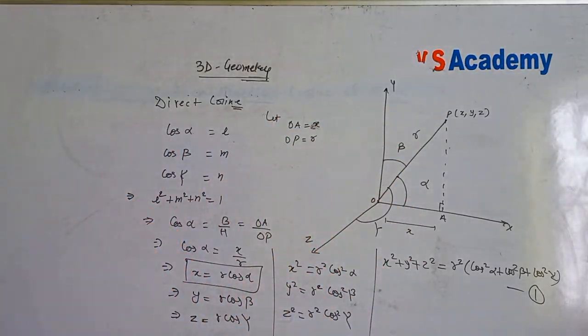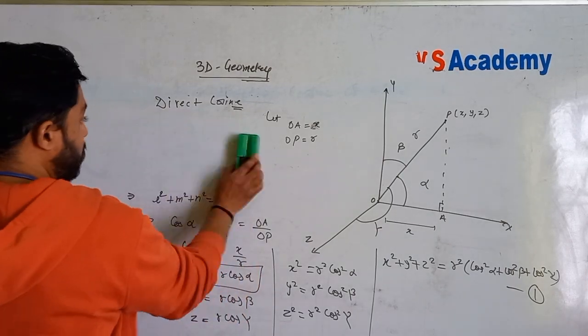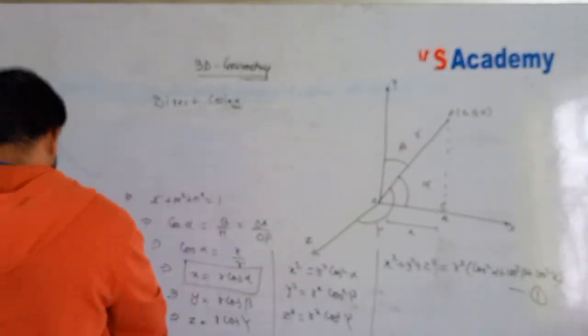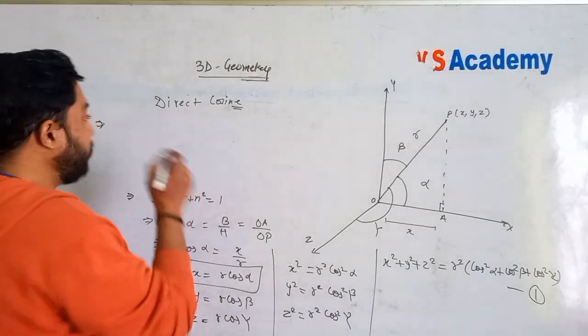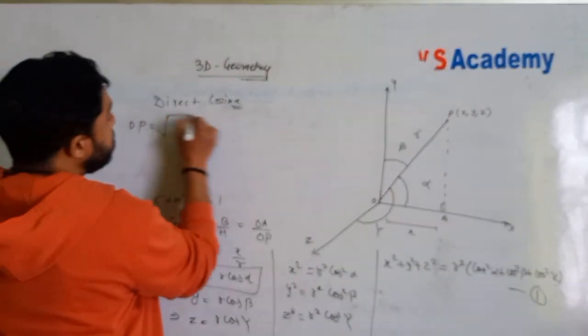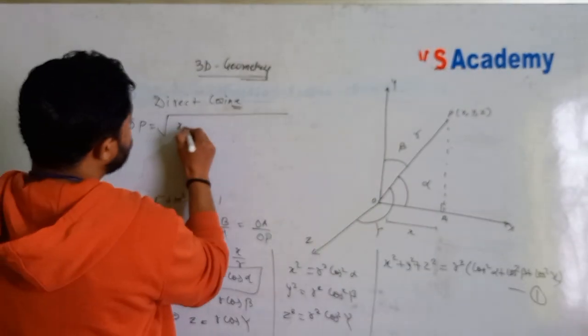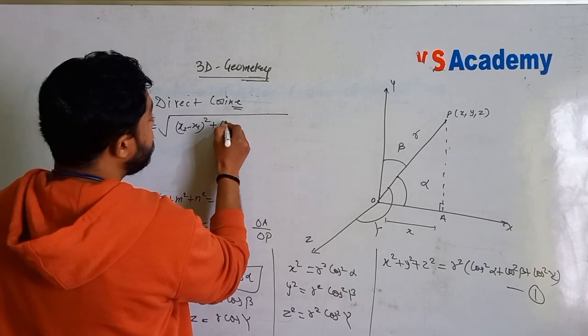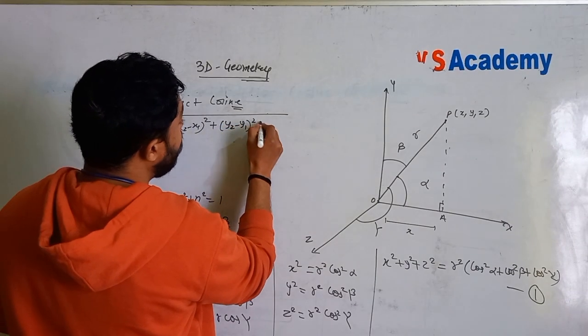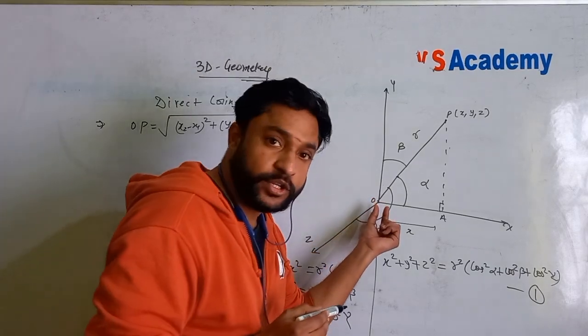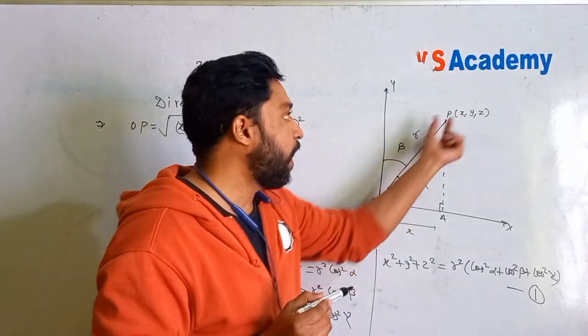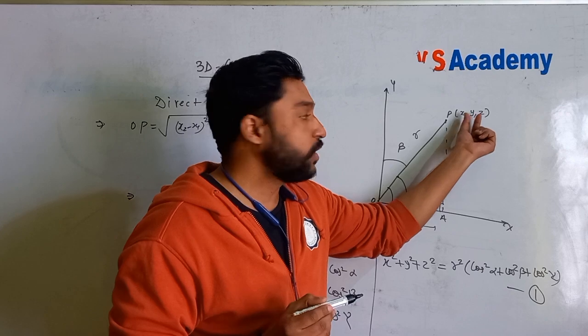So, I need some space, I can rub this portion, okay, and we need to calculate the distance between 2 points. What is the distance between 2 points? We have a formula we already derived in our last class, which is OP is equal to under root (x2 minus x1)² plus (y2 minus y1)² plus (z2 minus z1)². So you can see here O is the origin point, which means 0 0 0 coordinate, and P we have a coordinate as x y z, right?